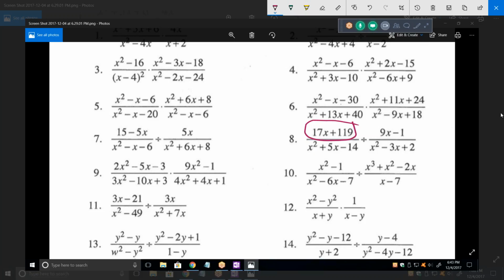You're going to still flip. Don't forget to flip because of that division. And that doesn't factor. I can't pull a greatest common factor out. I can't find difference of perfect squares. It's not a quadratic, so I can't quadratic factor it. Okay. Let's go on.